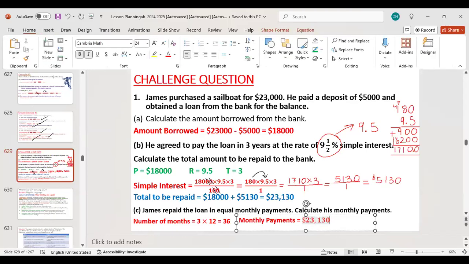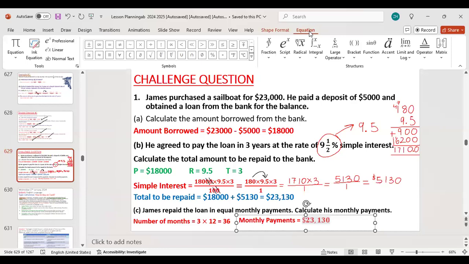Why for the number of months are we doing 3 times 12 equals 36? Because it says how long does he have to pay this? 3 years. How many months? These are monthly payments. Monthly payments is the keyword. Exactly. So you have to transform the 3 years into months. Oh, I understand it now. Thank you. Exactly.